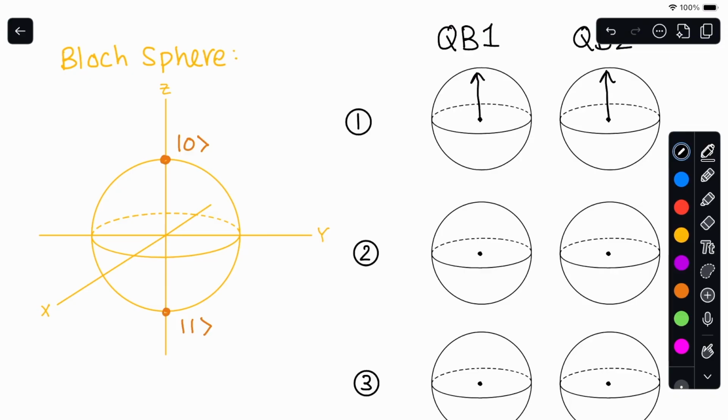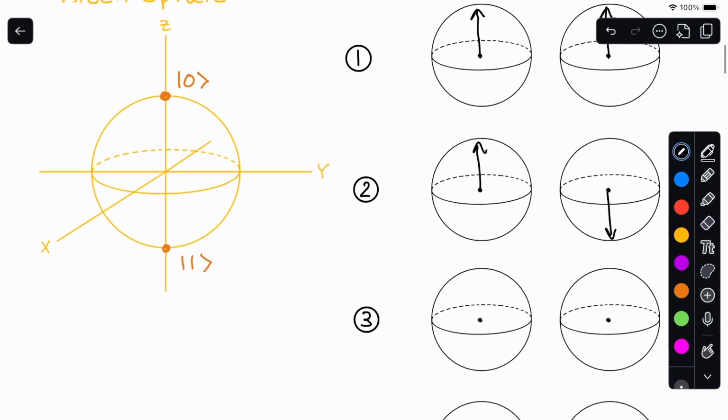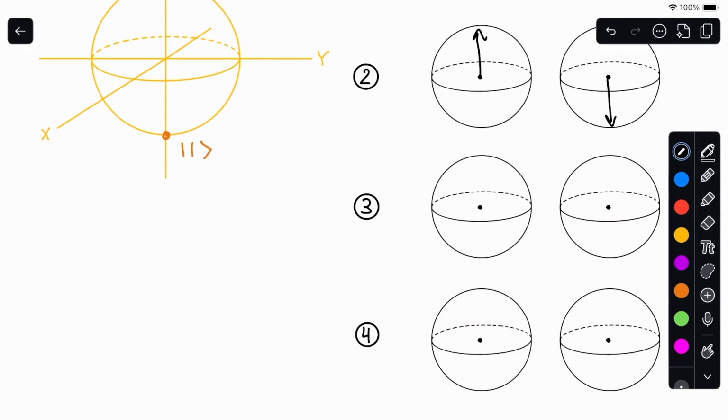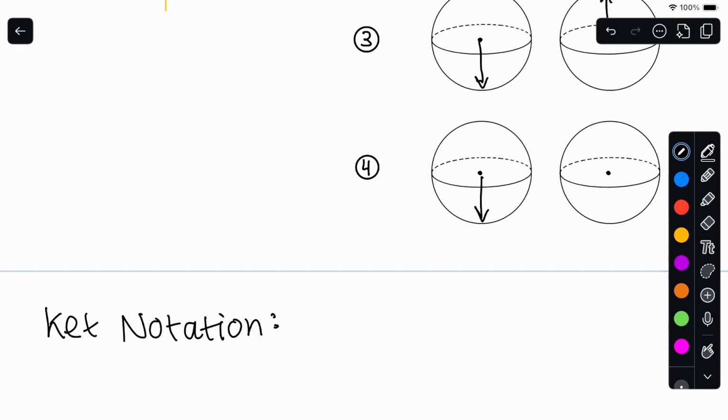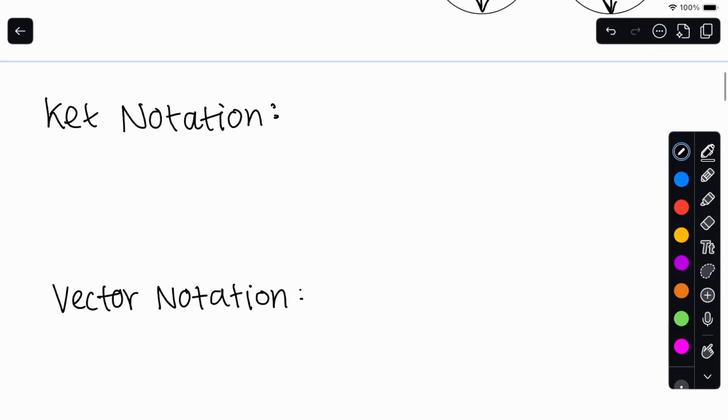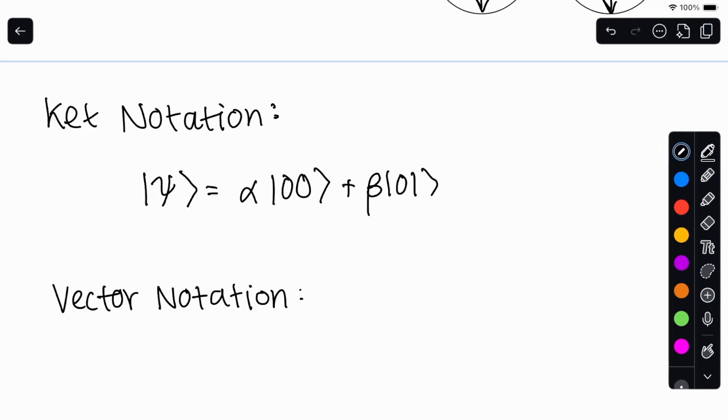Another possibility is that we could measure the first qubit to be in the 0 state and the second qubit to be in the 1 state. We could also measure the first qubit to be in the 1 state and the second qubit to be in the 0 state. And the last possibility is that they're both in the 1 state. So there are only 4 possible measurement outcomes. And we can express this in ket notation as follows. So we'll have the possibility of measuring |00>, |01>, |10>, and |11>.